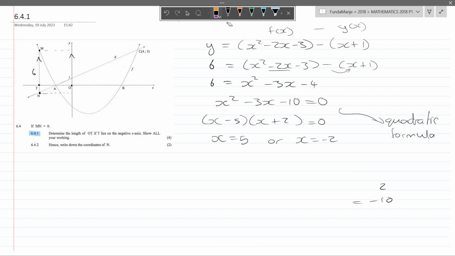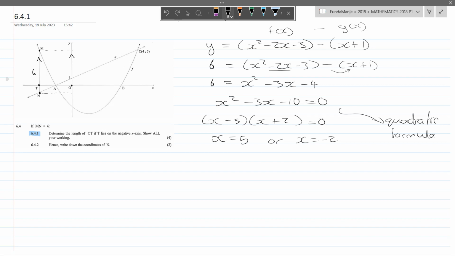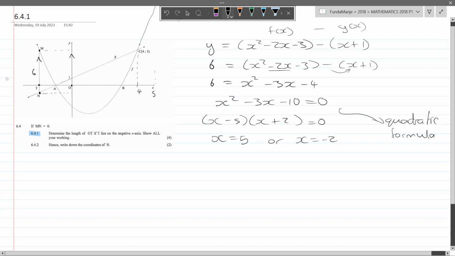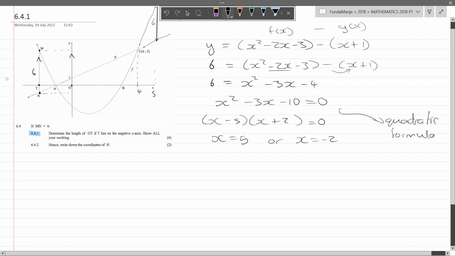So how do I interpret my answers now? Basically, this is telling us that at x is equal to minus 2, if we subtract the y values in our functions, we get a difference of 6. Also at x is equal to 5, which will lie after this point because this is 4, 5 will be somewhere over there. And at that point, if we look at our function, this one will be somewhere there and that one will be somewhere there. And this difference between our y values again will be 6. So we are not interested in this one.